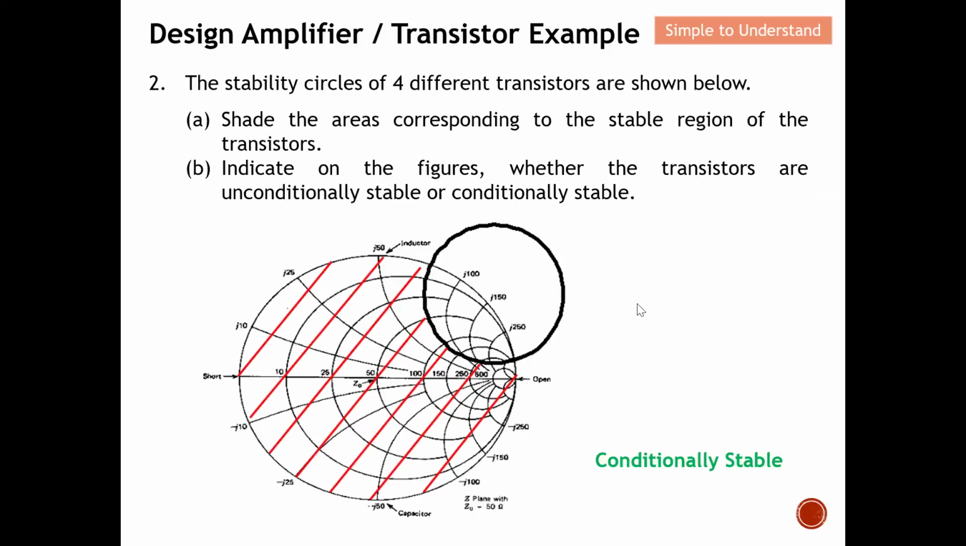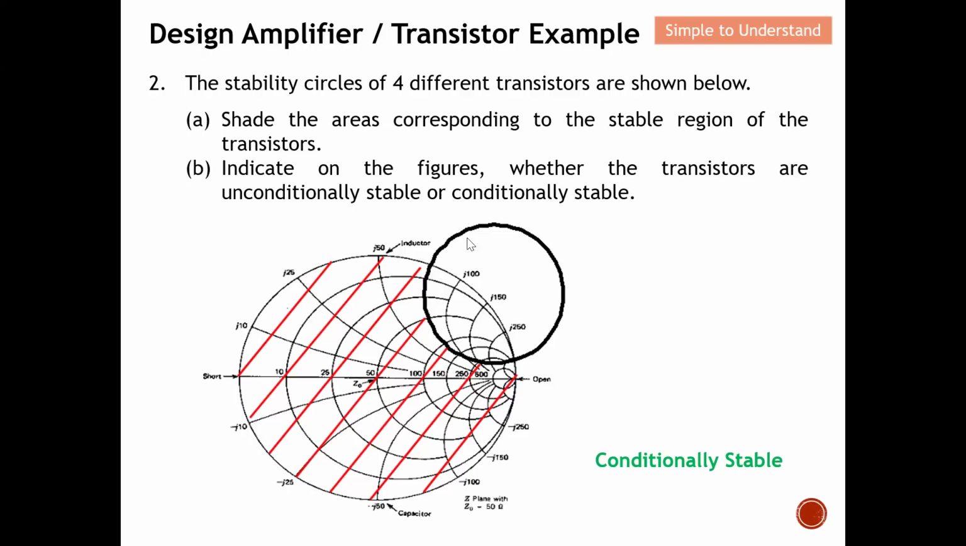Also on the next few slides, the shaded area corresponds to the stable region. The shaded part will be the stable region, and then you indicate on the figure whether the transistors are unconditionally stable or conditionally stable. Let's take a look at this here.